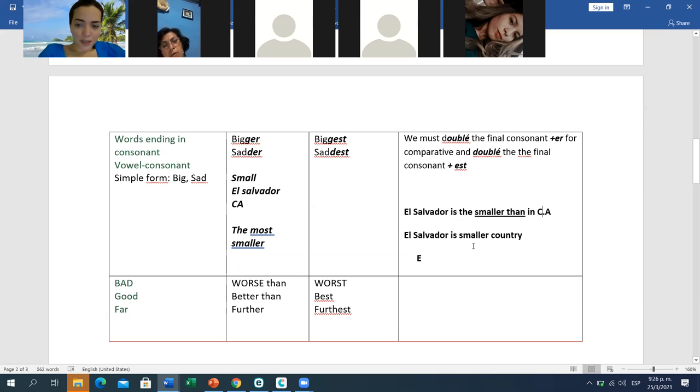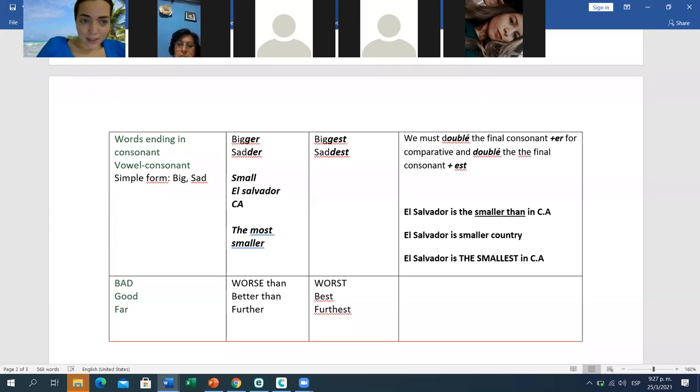But no estamos comparando en este caso. Since it's Central America, El Salvador is the. We use la palabra the. And no vamos a ocupar el than porque no estamos comparando. The smallest. ¿Y cómo va después, Michelle? ¿Qué sigue después de smallest? In Central America. Excelente. Ahora, vamos a hacer un recap de eso. Excelente, lo hizo muy bien. Pequeño detalle. Le faltó el noun.